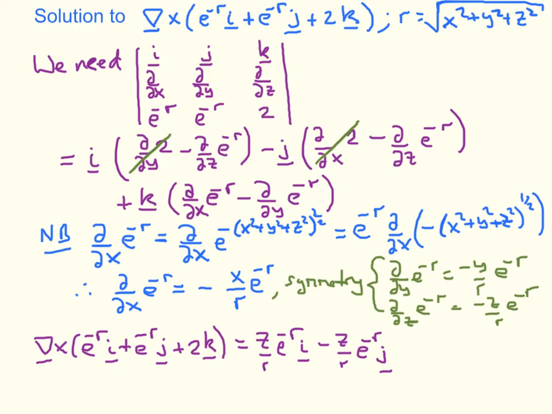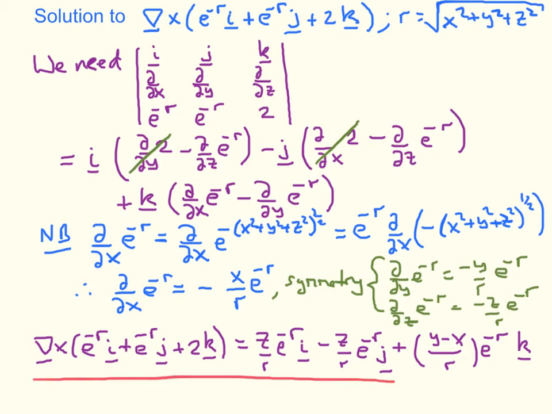So what we obtain is plus open brackets y over r times e to the minus r minus x, so I can put that all on a common denominator, y minus x over r times e to the minus r, and then the unit vector k. And this is our answer for this curl.